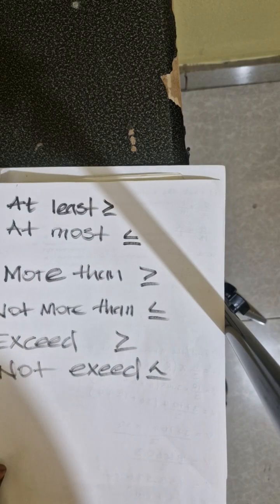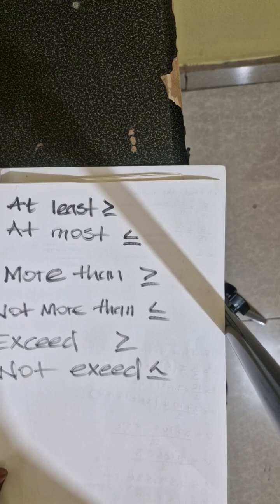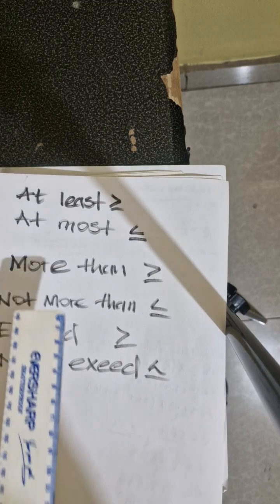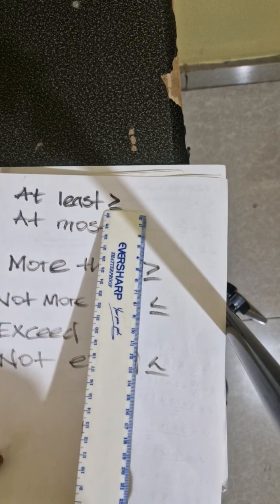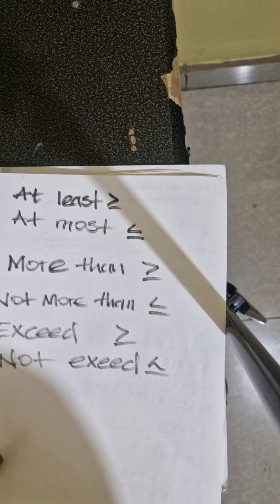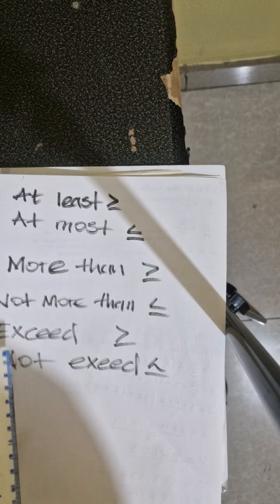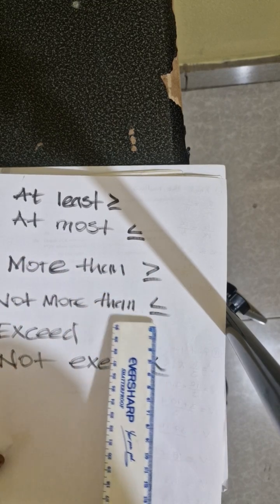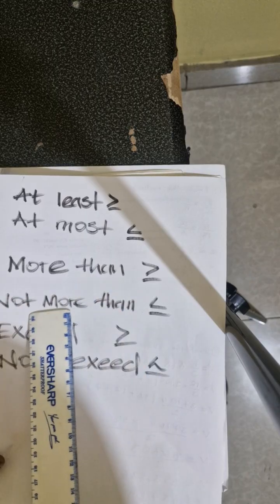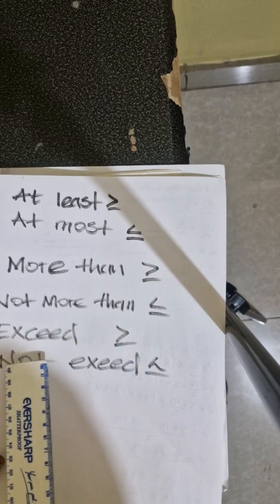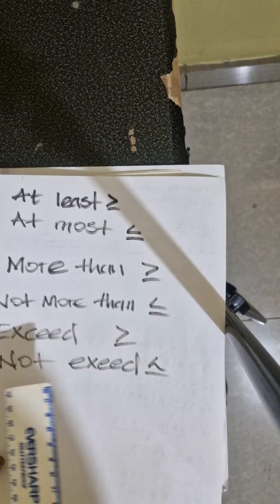So before we go into that, we have to take a quick look. These are the terminologies we should be familiar with when it comes to linear programming. We have at least, which means more than or equal to, and we have at most, which means less than or equal to. Then we have more than, which is more than. Then not more than, which is less than. Exceed means more than, and not exceed means less than.